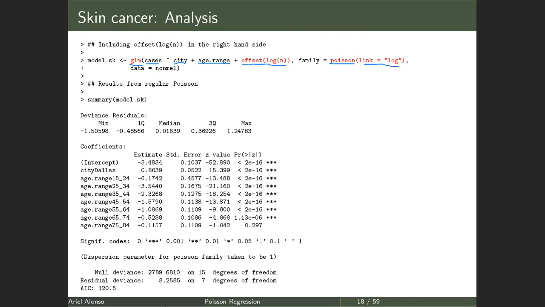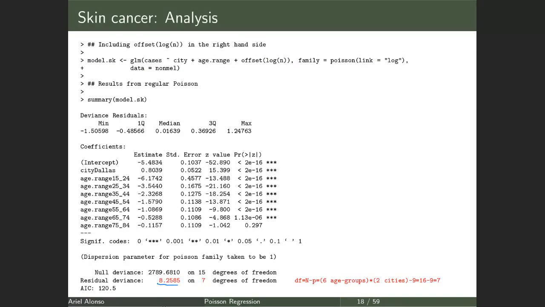And here you fit your model, you put everything in model skin cancer, and you ask for a summary of the results. And these are the results you get. And here is the residual deviance. Here you are comparing your model with the perfect model, with the saturated model.